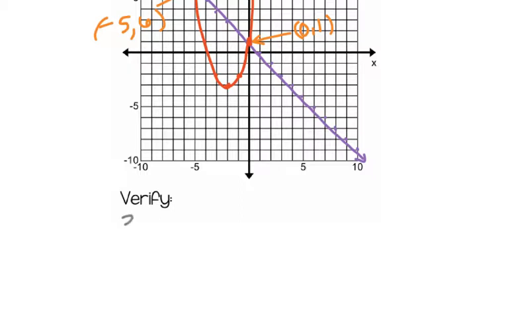Now when you do this on a test or a quiz, you don't have to necessarily write it all down and show me everything, but you should not be turning in your test or quiz if you haven't verified your solutions and made sure that they work, because that wouldn't make any sense.